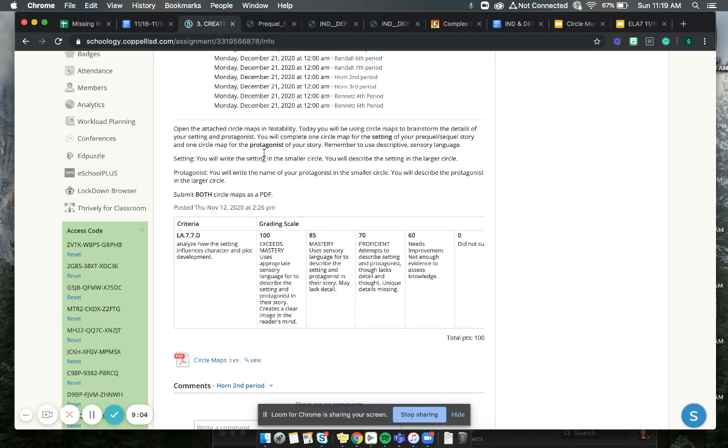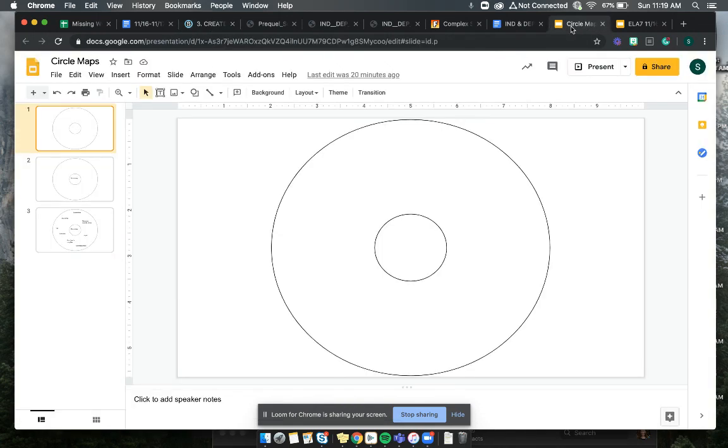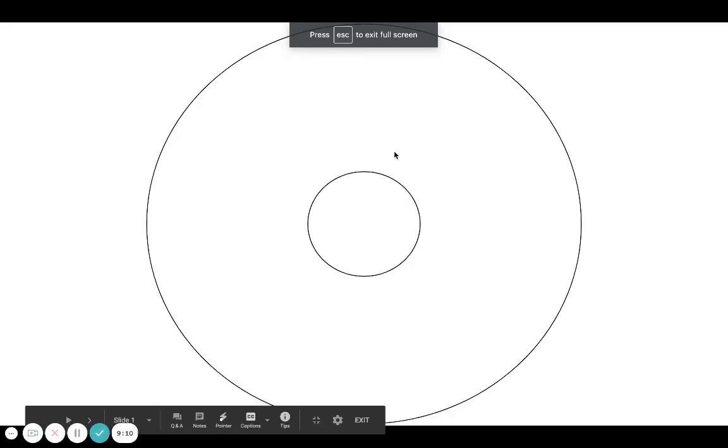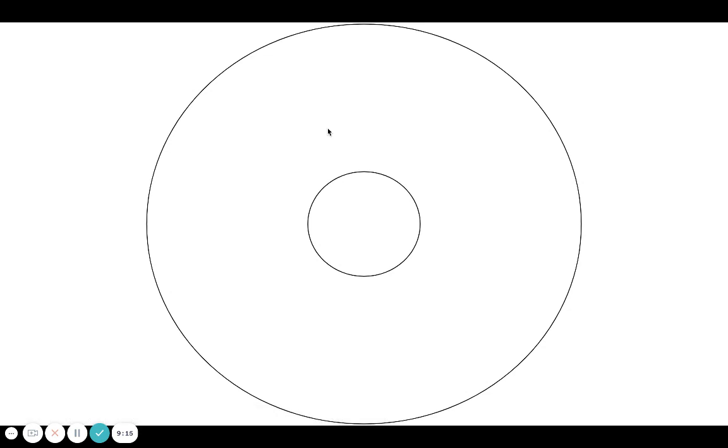For the circle maps, let's look at those really quick. So this is what a circle map looks like. We have a smaller circle inside of a larger circle. And so how this works is, on the inside of the circle, if you are doing your protagonist circle map, then you would put the name of your protagonist in the middle, and you would describe them in as much detail as you can in the outside circle.